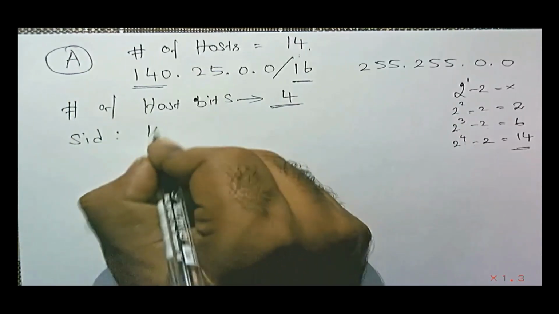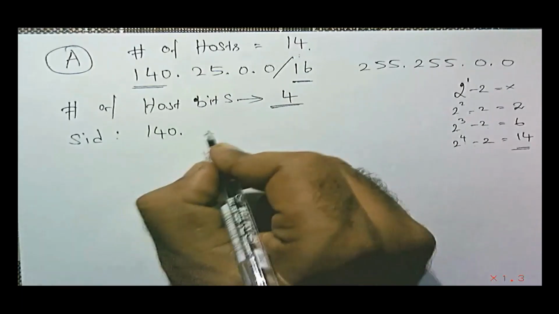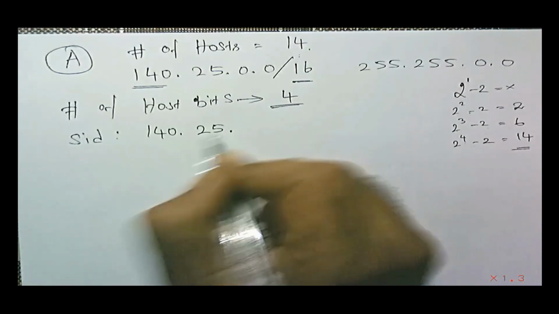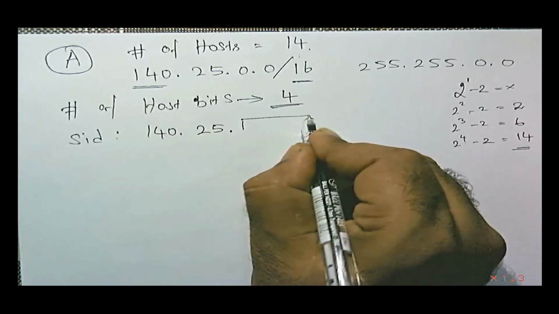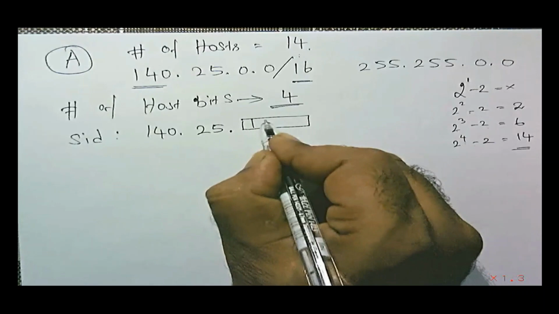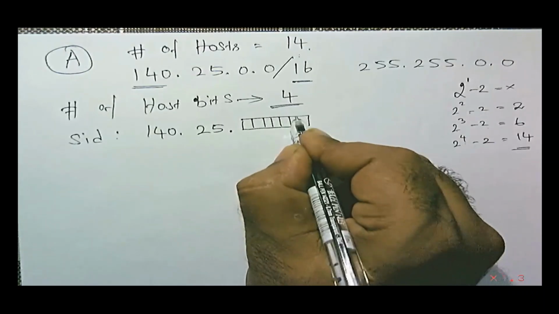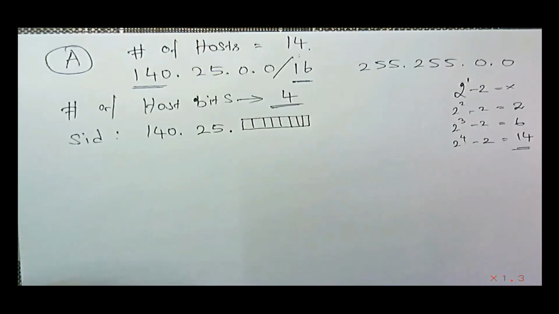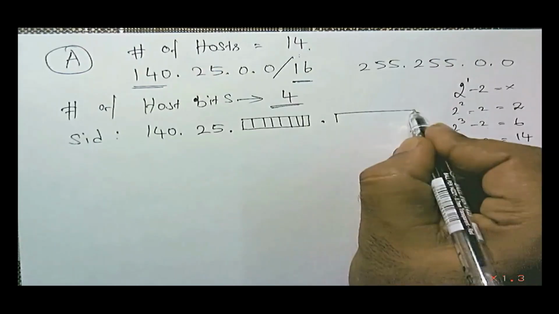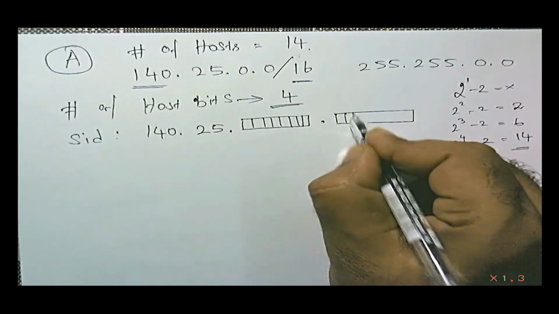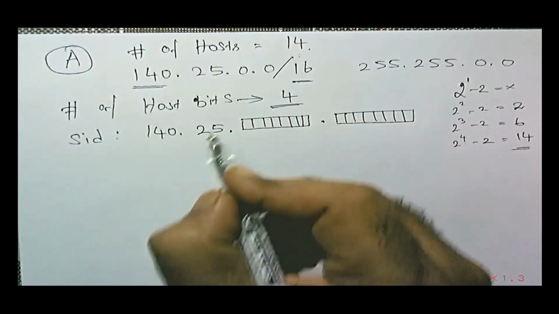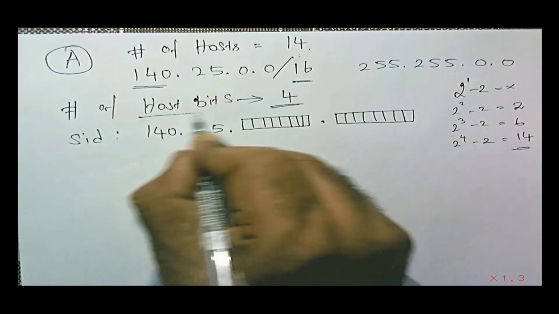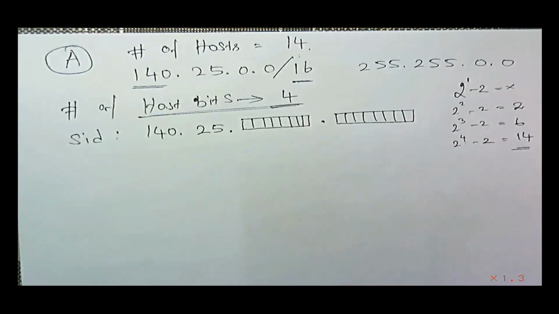So 140 is the first octet. In the second octet, 25. The third octet, I'm writing the third octet. There are 8 bits available here: 1, 2, 3, 4, 5, 6, 7, 8. And the fourth octet is also 8 bits: 1, 2, 3, 4, 5, 6, 7, 8. Now, what we decided is that only 4 bits are enough in the host part.